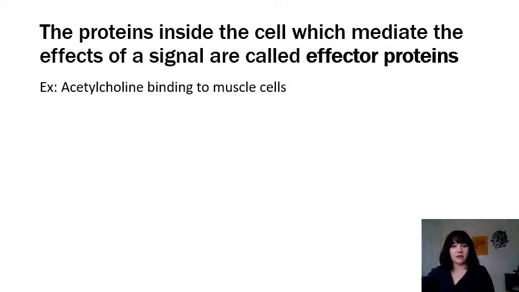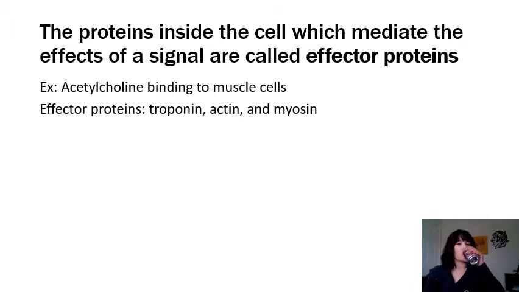Let's look at an example. So acetylcholine is a neurotransmitter, and we've talked about it before, how it would be released by neurons that are interacting with muscles and will bind to muscle cells to tell them to contract. For a muscle to contract, it has to use a variety of different cytoskeletal proteins, such as actin, troponin, and myosin, right? So those are the final destination targets of the signaling pathway, because these are the proteins that are involved in the actual contraction of the muscle.